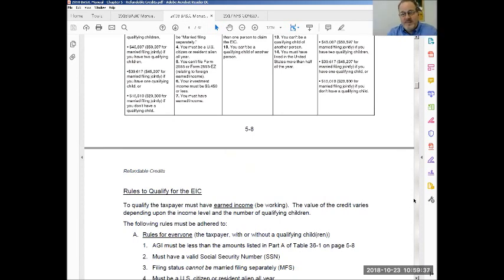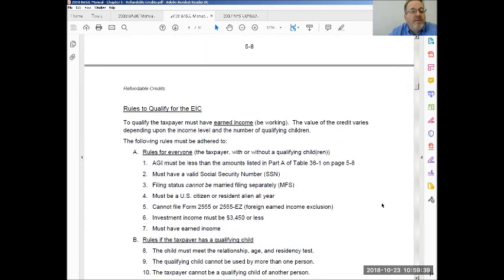Okay, at the top of 5.9, it talks about the rules. To qualify, the taxpayer must have earned income, be working. I don't know how else to say this. The value of the credit varies depending on the income level and the number of qualifying children. These are rules for everyone. There are no exceptions, no ifs, ands, or buts. AGI must be less than certain amounts. Must have a valid Social Security number. Filing status cannot be married filing separate.